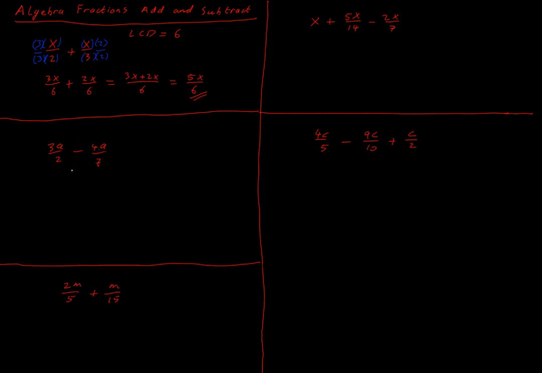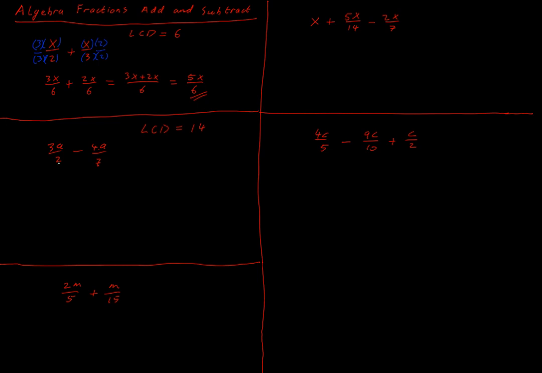Here, I again want to get the lowest common denominator. I have 2 and 7. So what's the lowest common denominator? What's the lowest common multiple of 2 and 7? It's going to be 14. That's the smallest number that both of these numbers divide into.